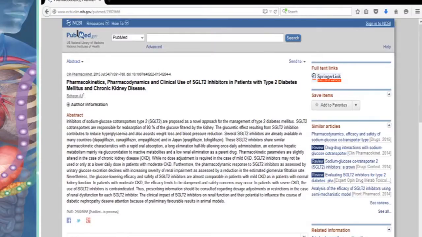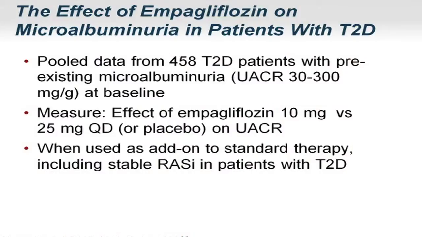Right, and there's another study trying to address the same issue. How useful are these agents in patients with various stages of chronic kidney disease? And this is a very interesting study too, looking at the microalbuminuria effect of these agents. This was about 458 type 2 diabetes patients, pooled data with pre-existing microalbuminuria. Anything from 30 to 300 is your definition.